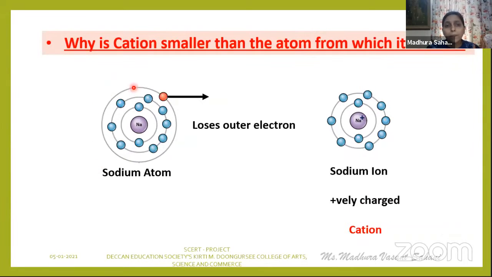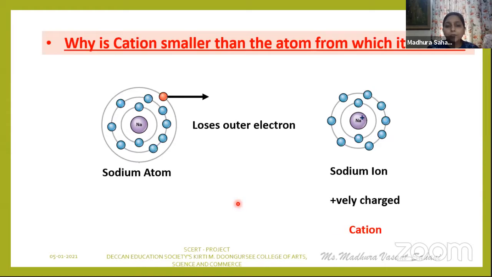Now see here. This is our question. Why is the cation smaller than the atom from which it is formed? Or another way of asking the question: why are cations smaller in size than their parent atom? First of all, you should know how cations are formed. Cations are generally formed when an atom loses one or more valence electrons or outer electrons. Then it results in the formation of a positively charged species, which is referred to as a cation.